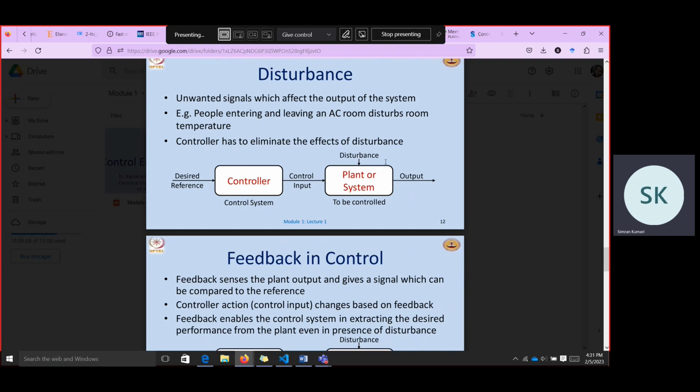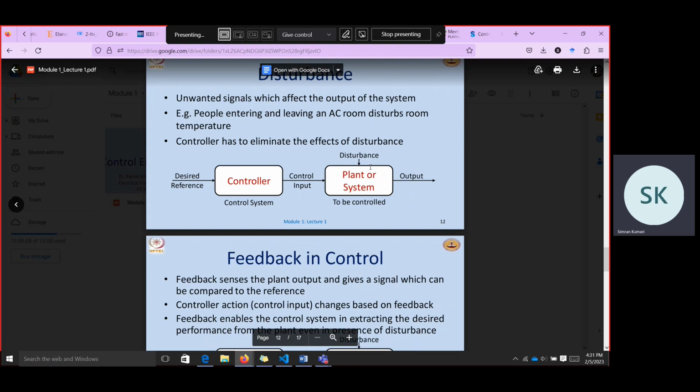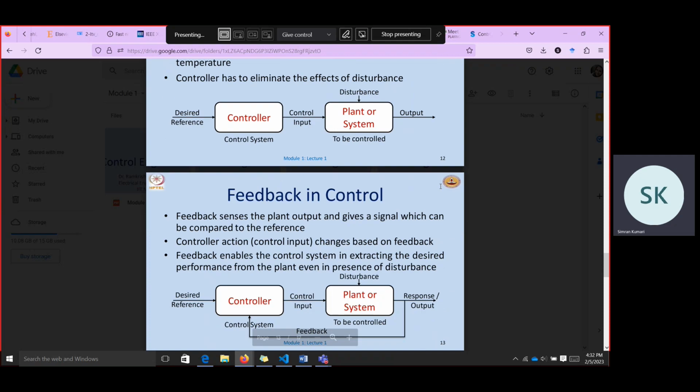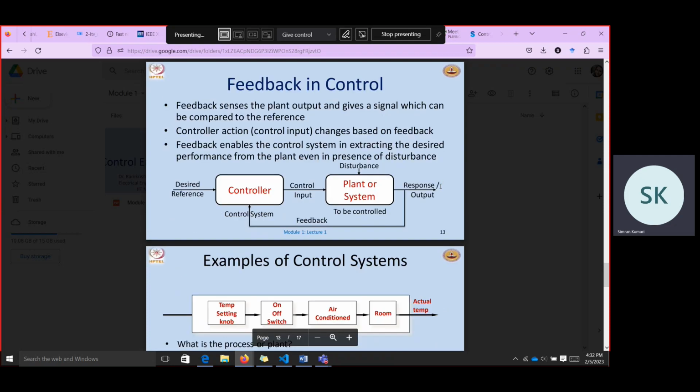Because if we do open loop control of the system, then because of disturbance, the output that is desired may not be achieved. Like in the temperature control system, if persons are coming and going, the door is opening, then if we have this type of a structure, the temperature may vary. Whatever the desired temperature, that will not be achieved. In that case, the feedback comes into play.